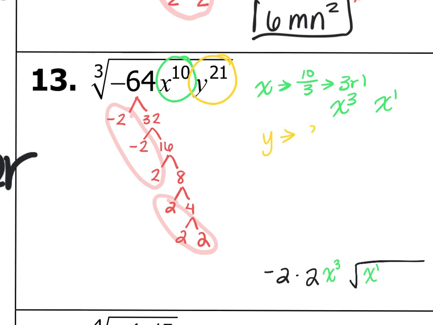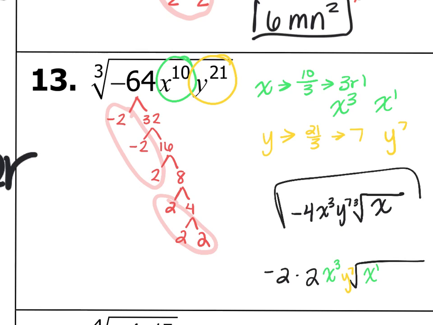For y, I'll have 21 over 3, which is just 7. So I'll have y to the 7th on the outside. So my final answer will be negative 4, which is the cube root of negative 64, x cubed y to the 7th times the square root of x. I'm sorry, the cube root of x.